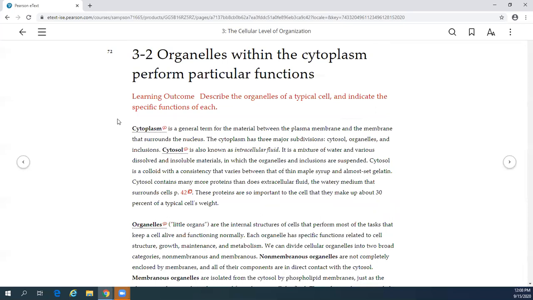All right, so we said before, as we described when we first started with that spotlight, what the cytoplasm is. So it's material between the plasma membrane and the membrane that surrounds the nucleus. The cytoplasm has three major subdivisions: cytosol, organelles, and inclusions. And inclusions are just bodies inside the cell, like, for example, pigment or fat, little fat bags inside each cell. Cytosol is also known as the intracellular fluid. Remember we talked about intra and extracellular fluids. So intracellular fluid is a mixture of water and various dissolved and insoluble materials.